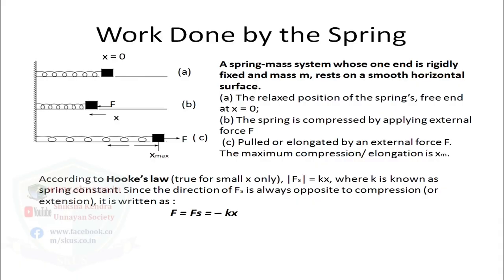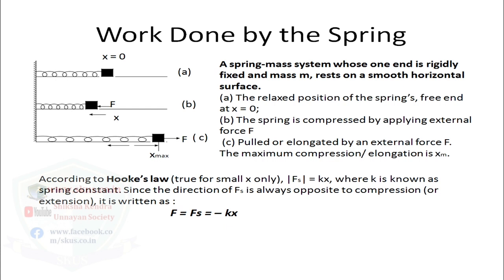Then we have to understand what a spring mass system is. A spring mass system is the one whose one end is rigidly fixed and a mass m is attached to the spring. This system rests on a smooth horizontal surface. As we can see in the figure, in portion A, the relaxed position of the spring has its free end at x equal to 0. In the second case B, the spring is compressed by applying an external force F. In case C, the spring is being pulled or elongated by an external force F, and the maximum compression or elongation is xm.